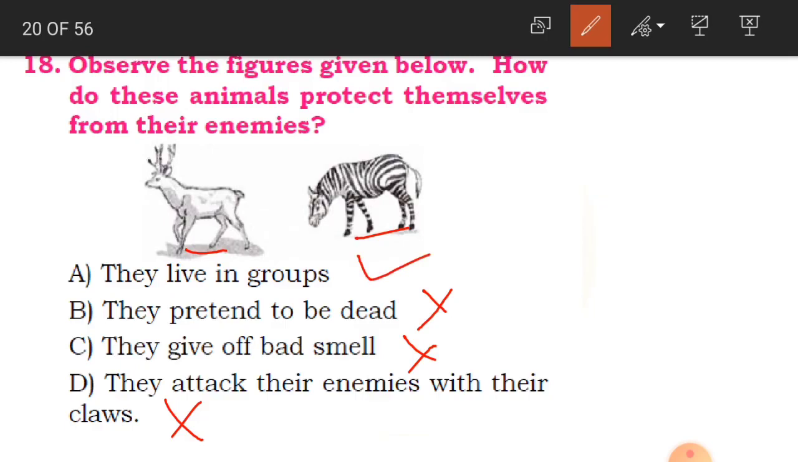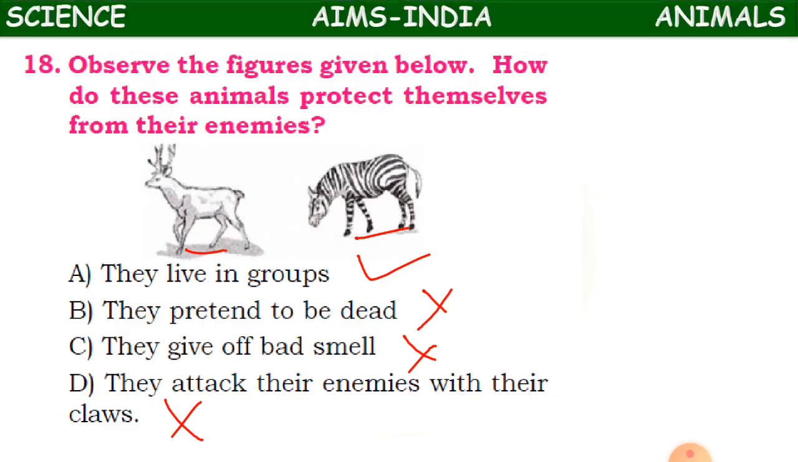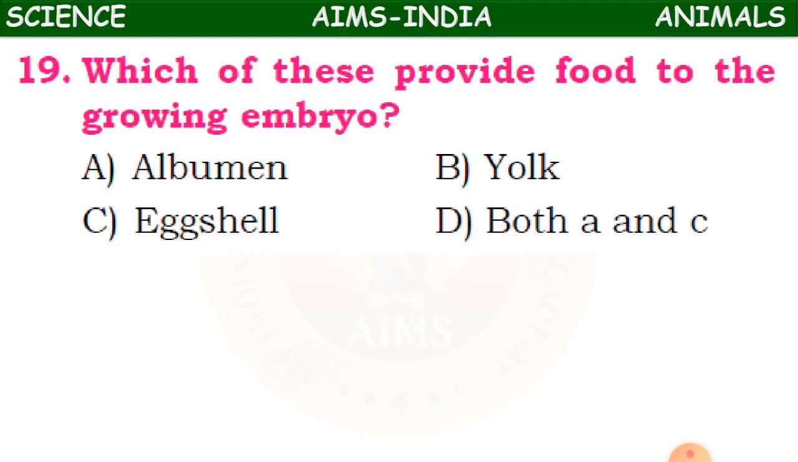So they live in groups. So that is why it is very difficult for the enemy to attack them, because they live together, too many animals together in groups. Okay, children, clear? Now the 19th question.